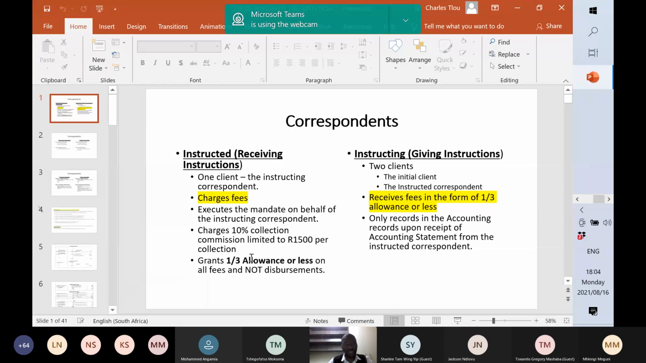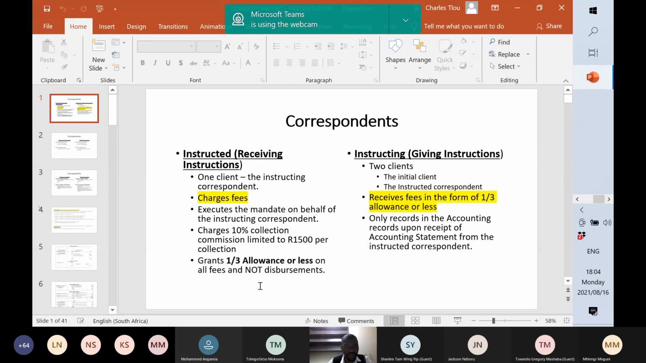So as you can see here, we've got what you call the receiving of instruction and the giving of instruction. So the correspondent has two legs. That is the receiving of instruction as well as the giving of instruction. So what I'm starting with is what we call the receiving of instruction. That is what I am going to deal with now as soon as we are done with these basics of the correspondent work.